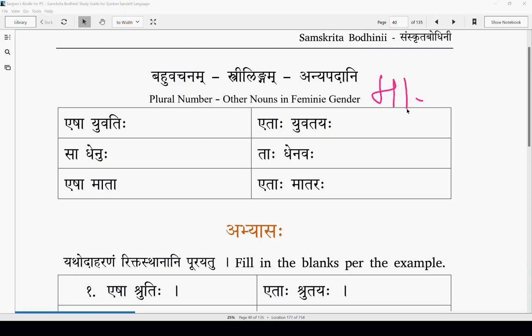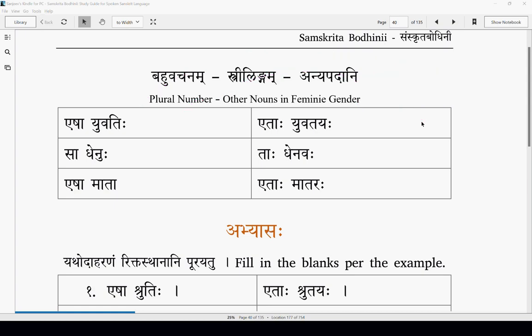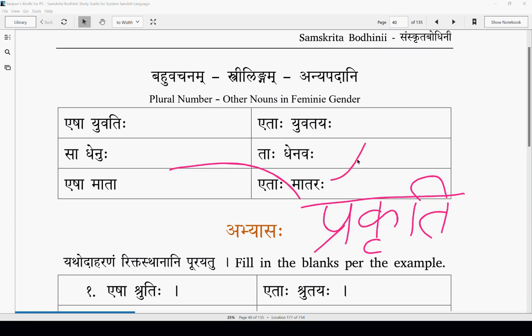So if it is mati, what is the ekavachana form for mati? Matihi. Bahuvachanam? Matayah. Same thing, for example, Smriti, ekavachanam: Smritihi. Bahuvachanam: Smritayah. Same thing we have like Prakriti. Prakritihi. Bahuvachanam: Prakritayah.